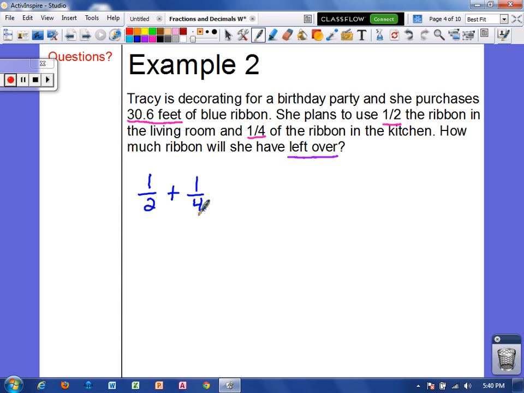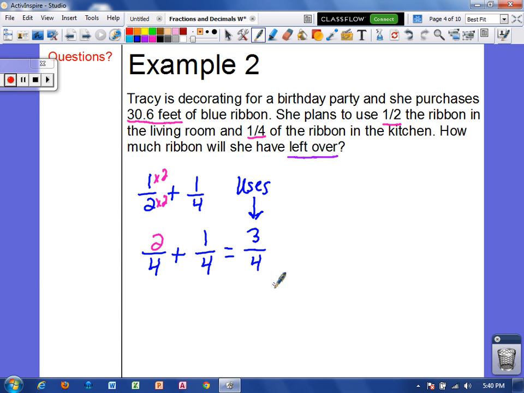Now, we're adding fractions, so we have to have a common denominator. So the least common multiple of 2 and 4 would just be 4. So I'm going to have something over 4 plus something over 4. Now, this already has a denominator of 4, so I leave it 1/4. Now over here, 2 times 2 is 4, so I do the same thing in the numerator, and 1 times 2 is 2. So let's add that together. When we add fractions, the denominator just stays the same, and 2 plus 1 is 3. So, she uses 3/4 of the ribbon.